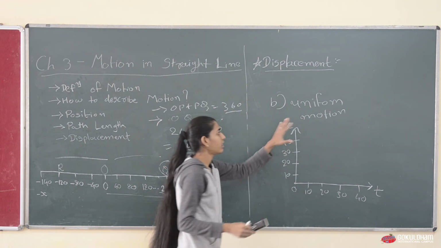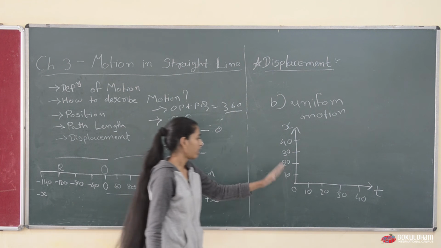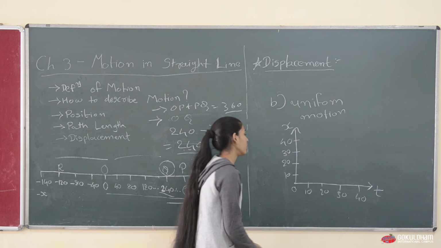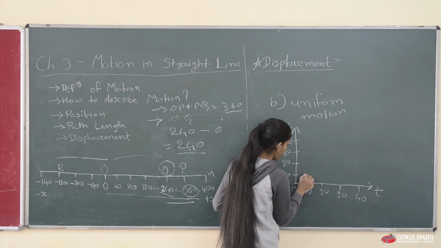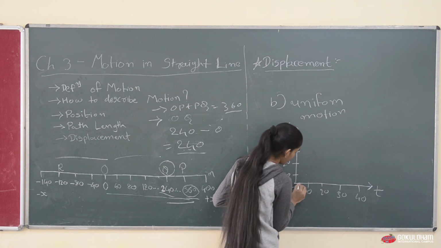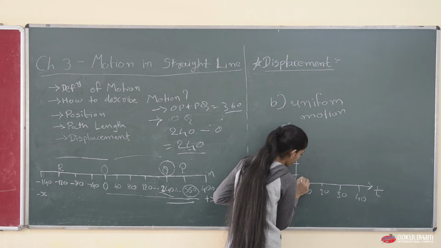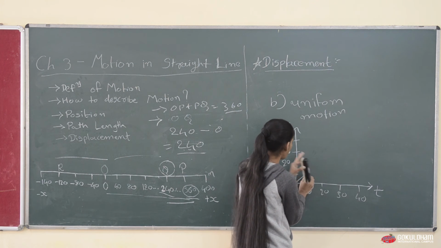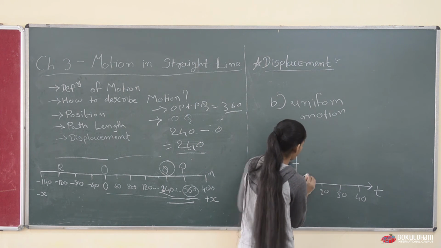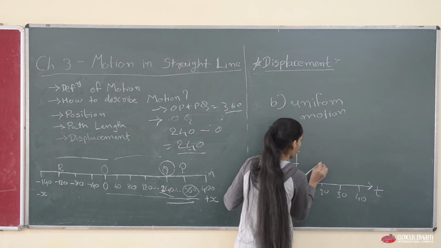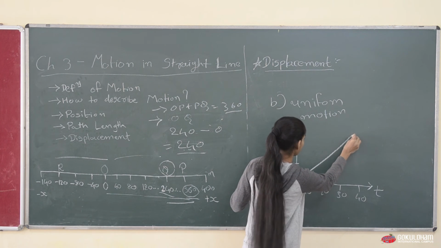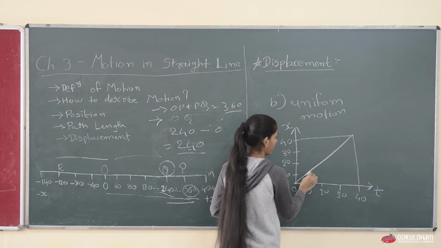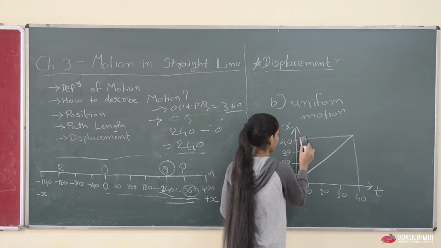As we have said that the car will be in uniform motion, the car will cover equal distance in equal time intervals. So at the distance of 10, the time interval covered will be 10. So our line will form like this. And as it moves forward, the distance covered will be equal to the time interval. So the line of uniform motion will be like this.